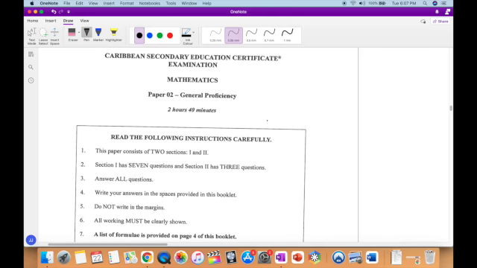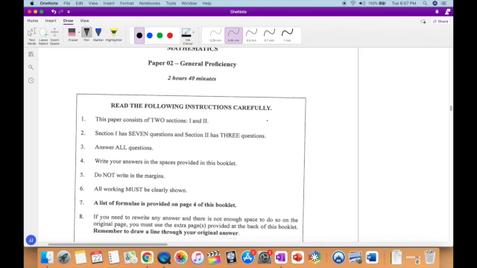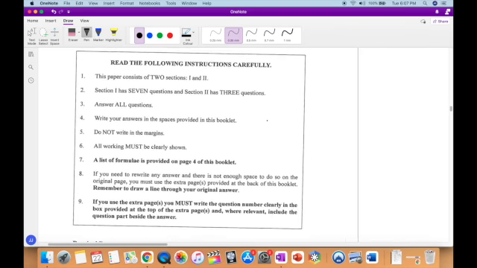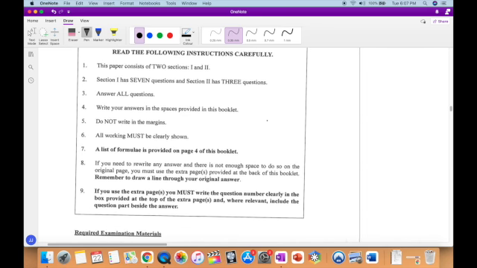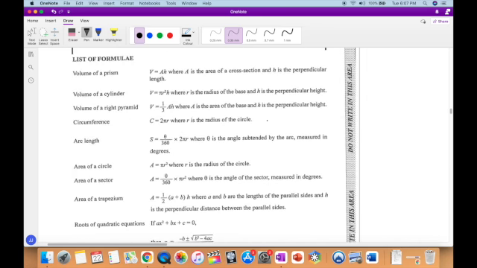We only have about 2.5 hours to do this, right? We do have a formula sheet, yes. Let's check out what the formula sheet has in it.